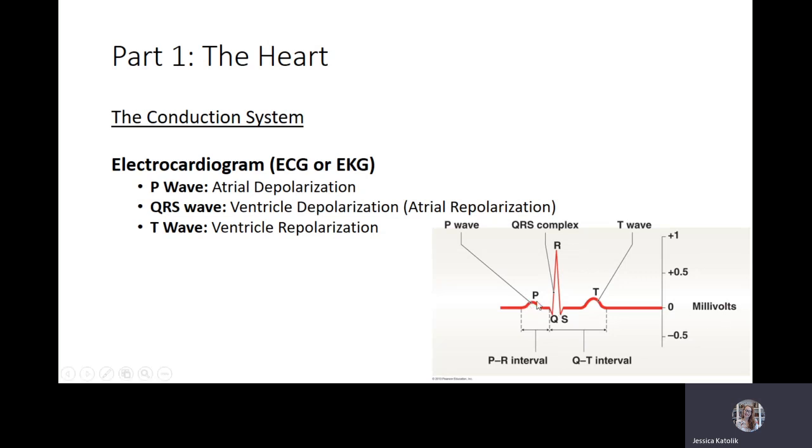So we have the P wave and the QRS wave. This is going to be depolarization of the atria and depolarization of the ventricles. And then over here, we have the T wave. The T wave is representing the ventricles going back to normal, going back to being negative. So the P wave represents the atria becoming positive. QRS represents the ventricles becoming positive and the atria becoming negative, going back to normal. And here we have the T wave, which represents the ventricles going back to normal, going back to negative.